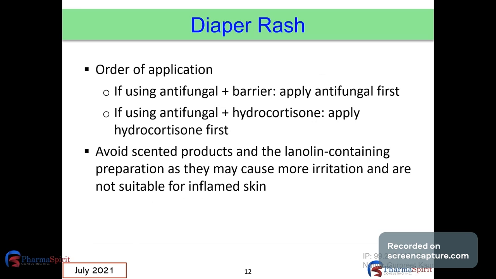What's the order of application? As you can tell, we are using three major ingredients. We can use zinc oxide, or sometimes we can use zinc oxide with antifungal or with hydrocortisone. How do we use them? If you're using antifungal plus barrier, so the child has candida, you give the child antifungal, and on top of the antifungal, you can apply the barrier. The barrier is barrier. You can always use the barrier.